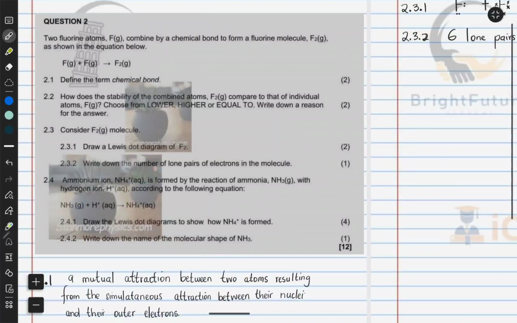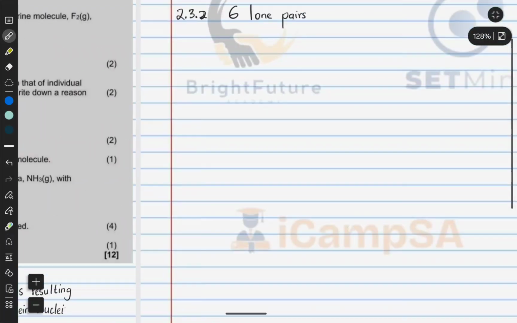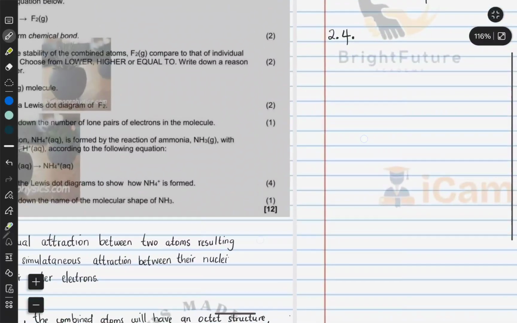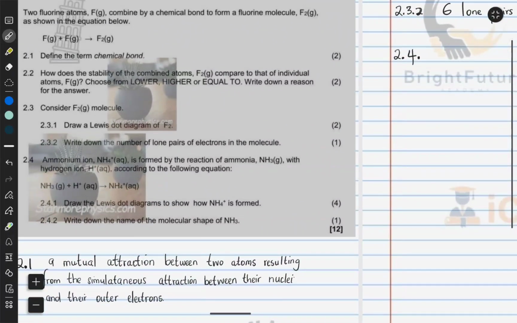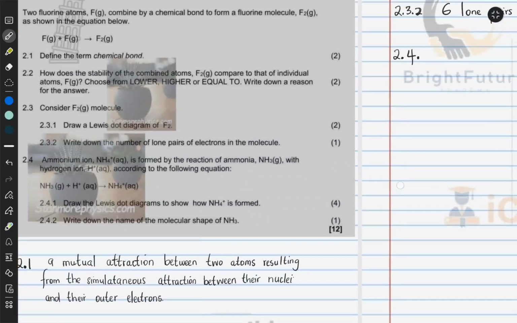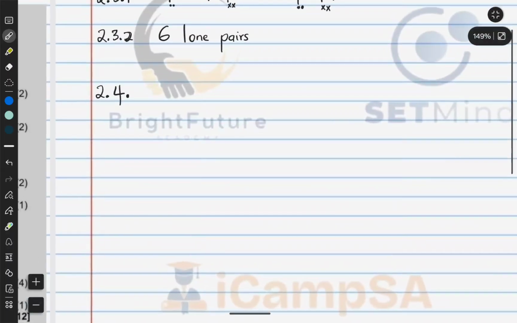All right, now 2.4. Let's write our 2.4. The ammonium ion NH4 plus is formed by the reaction of ammonia NH3 with hydrogen ion according to the following equation. Okay, we see the equation. Draw the Lewis dot diagrams to show how NH4 plus is formed. All right, so this is the last part about the covalent bond.